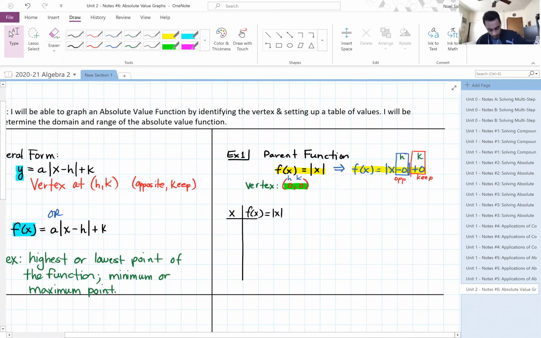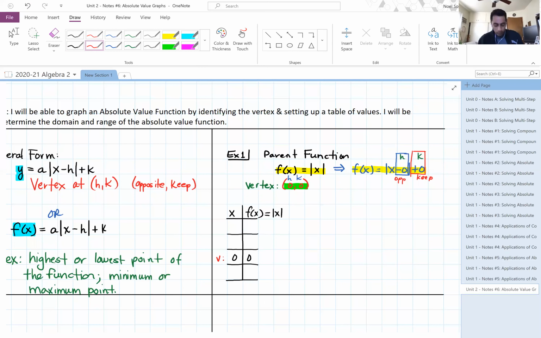I like to put my vertex in the middle, right? What I mean is I have a table here, and instead of putting my vertex as the first set of numbers, I like to put them in the middle of the table, meaning I'm going to put it here and here. And I'm going to label this with a V, knowing that those are my vertex points. Okay, 0 is the input, 0 is the output.